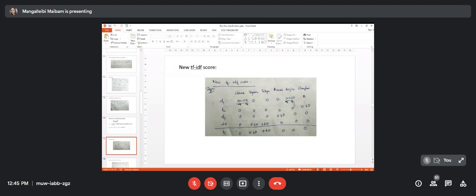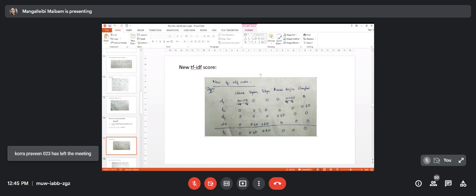Under 0.60 I'm writing TF, but it should be IDF, and below 1 I'm writing IDF, it should be TF. So all of you change this, because 0.60 is the IDF value, not the TF score. The TF score is 1. So you have to interchange these two terms: instead of IDF you write TF, and instead of TF you write IDF.